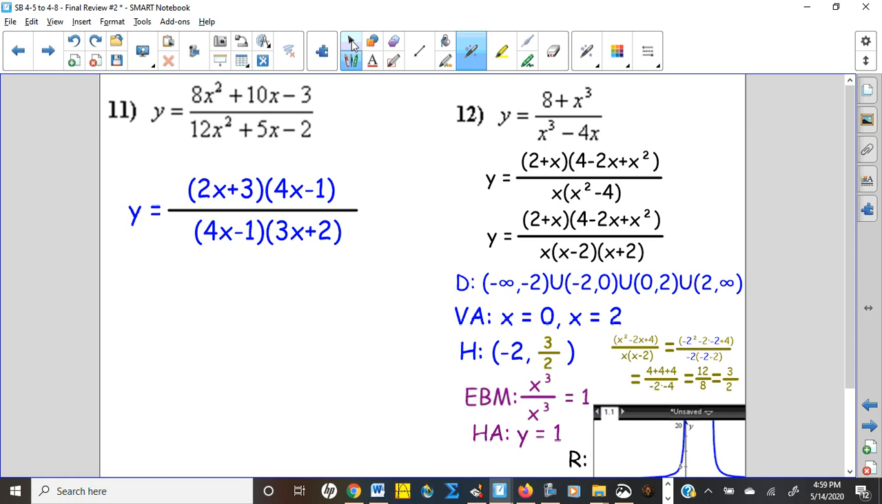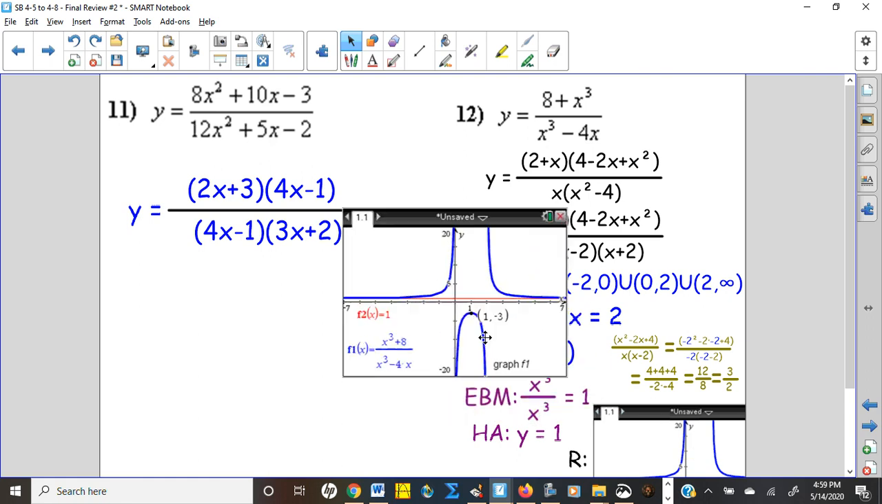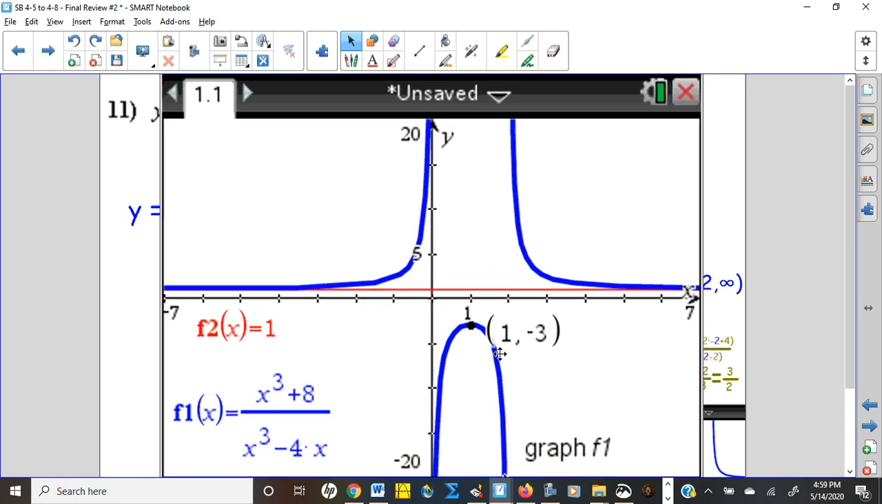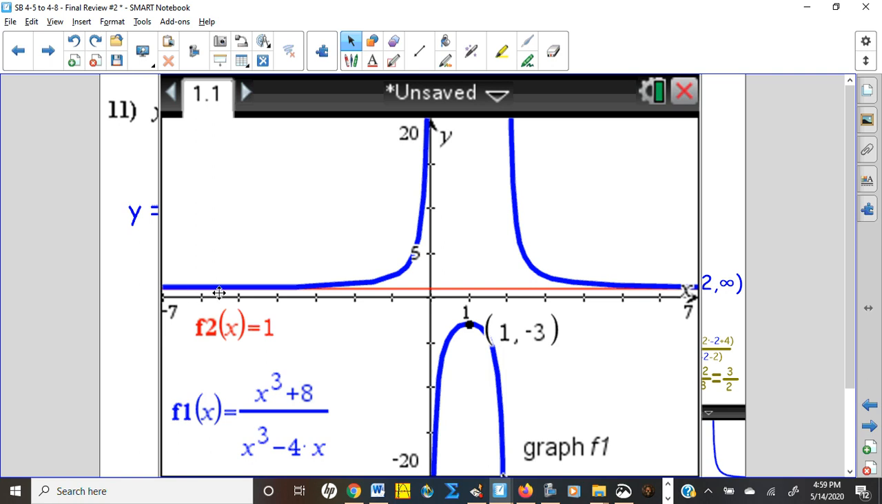The only thing we have not come up with yet is the range. And that's, of course, because you can't come up with the range until you graph it. So here is our graph. Notice the horizontal asymptote that we found at 1, and I graphed that for you. You can see that is part of the graph.